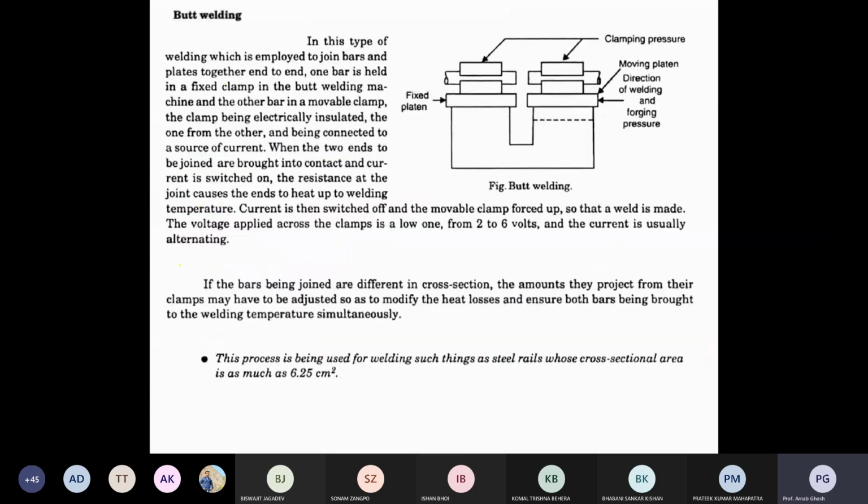First we are starting with butt welding. From this figure you can understand what butt welding is. Two metal pieces are there. Here one is called the fixed platen, and another is the movable platen, which is this one. One will be fixed, another one will be movable. Clamping pressure is required. Here you are giving pressure on it, to hold the objects.